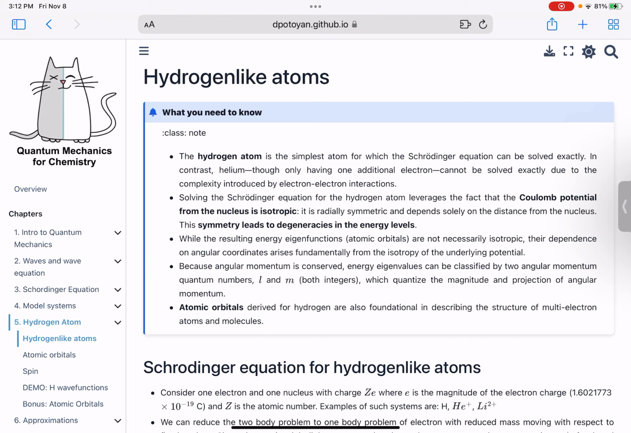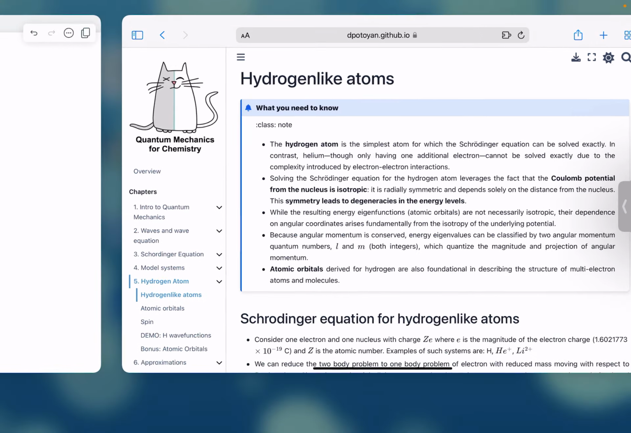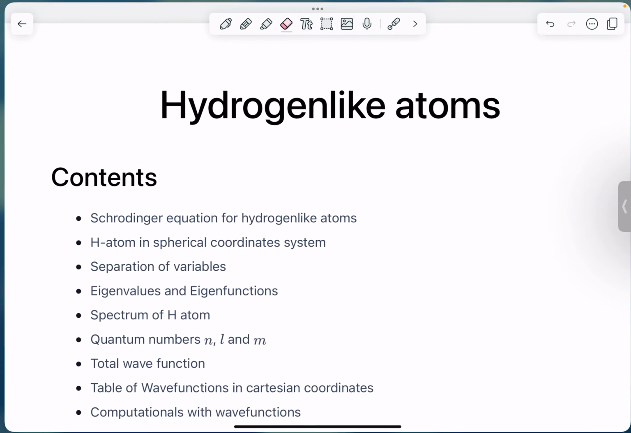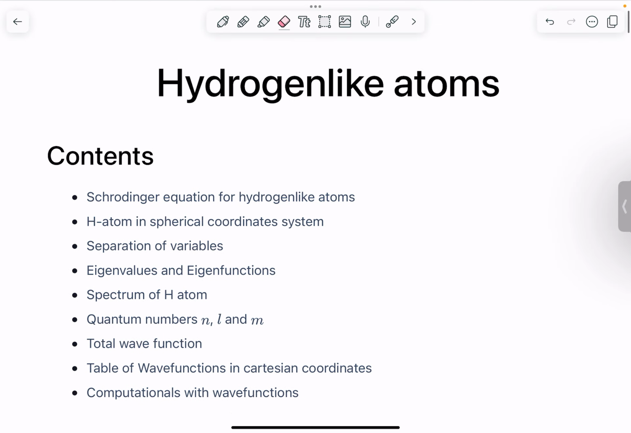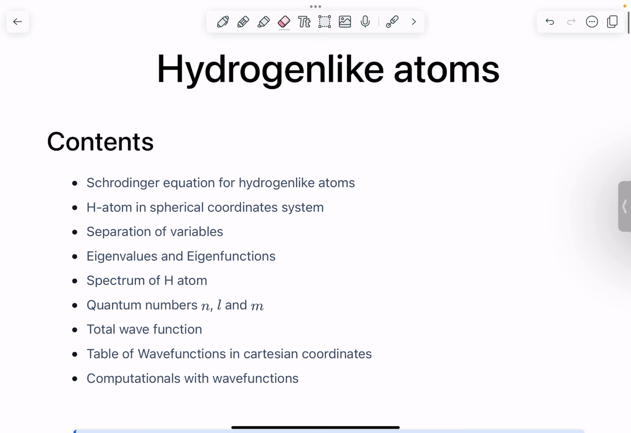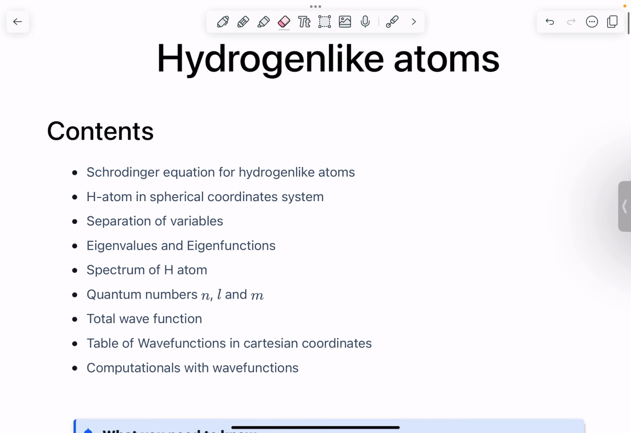I'm going to use my iPad, and this will allow me to draw on some of the equations. So maybe this is a good technology. I'm going to switch to my iPad Notability app, and this is the same content as on the website, so everything is the same. It's just that I'm going to be able to draw things.